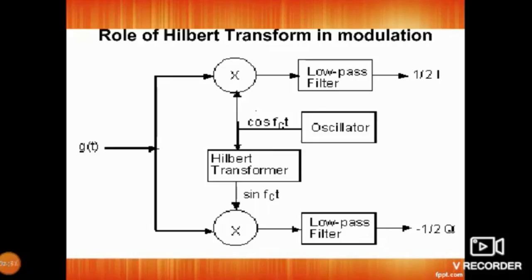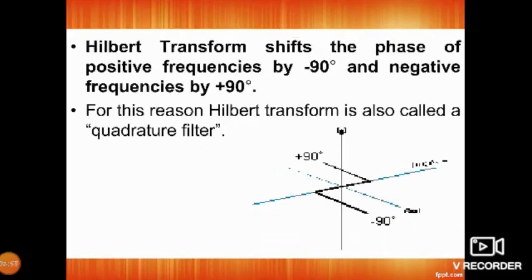The output of the oscillator is one cosine component which is given directly to the upper multiplier, and it is also given to the Hilbert transformer, where it is converted to sin 2 pi fc t for the lower multiplier. So now the output of the low pass filter in the upper part will be the in-phase component and the lower part will be the quadrature component. In-phase component is represented by 1 by 2 into I and quadrature is represented as minus 1 by 2 into Q.